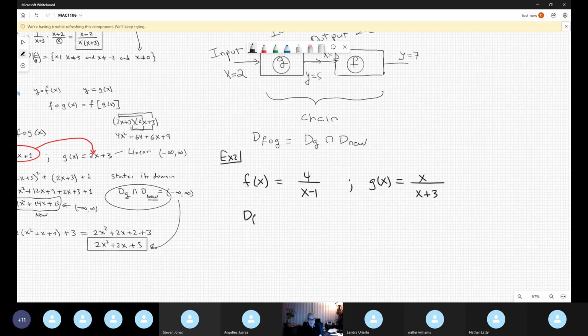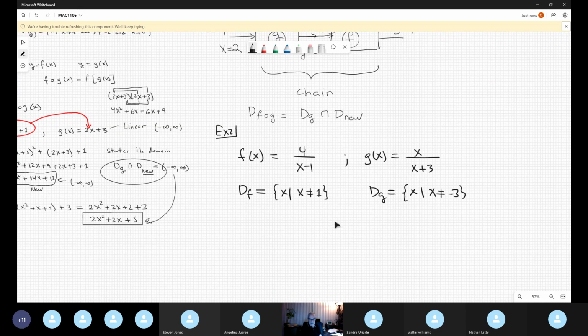Okay, the domain of f alone is every number except 1. 1 is a bad guy. No 1, because 1 minus 1 is 0. Division, restriction number 1. And the domain of g is all real numbers except x not equal to negative 3, because negative 3 plus 3 is 0. Again, division by 0, restriction.